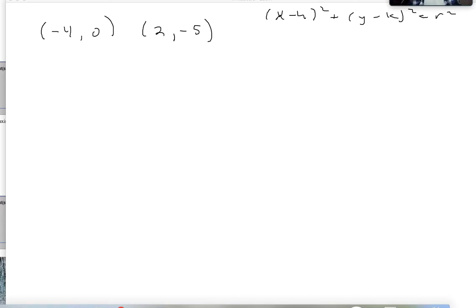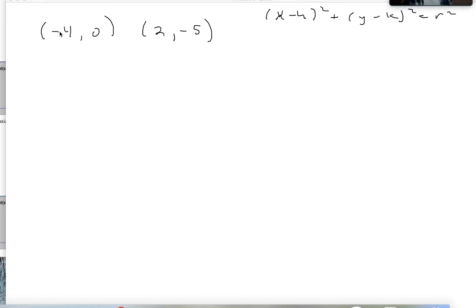Let's see, for this one we are given the endpoints of the diameter of the circle, and then our goal is to get it in this form. So if these are the endpoints of the diameter, then I can find the center by finding the midpoint of those, which I think you did just fine, but let me go ahead and show that.